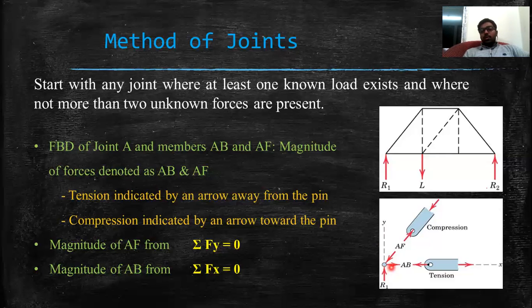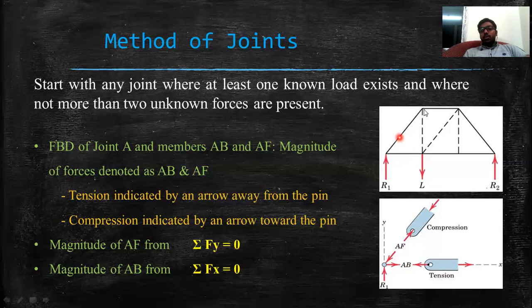And if we consider sum of Fx equals 0, as we have already found the value of AF, the member force AB plus member force AF cos theta will equal 0. So as the value of AF is known, from there we can easily find the value of AB as well. So these two member forces are now known to us.